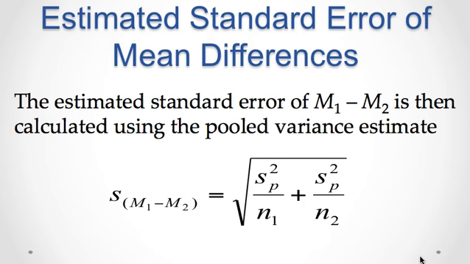We can now calculate the test statistic for the independent samples t-test. We take the sample mean difference and divide by the estimated standard error of the difference. This gives us the obtained or calculated t-statistic. Step 4, make the decision. To decide whether to reject or fail to reject the null hypothesis, we compare the obtained or calculated t-statistic to the critical value.